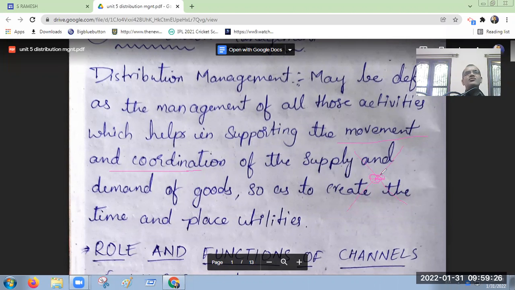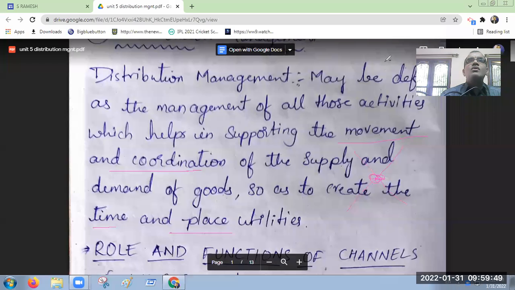What is the purpose of distribution management? The purpose is to create time and place utilities. In the previous class, I explained various utilities: form utility, time utility, place utility, information utility. So distribution management helps in time and place utilities.